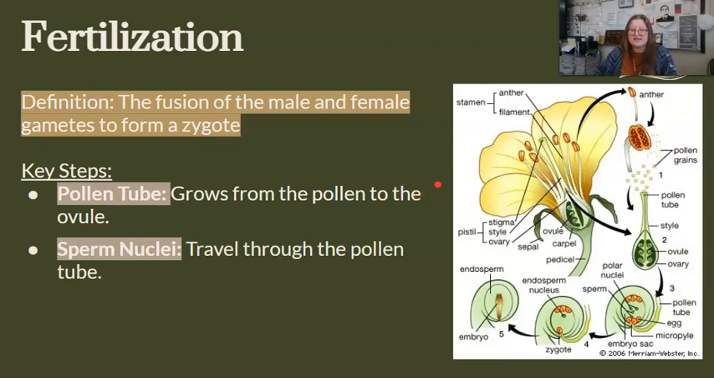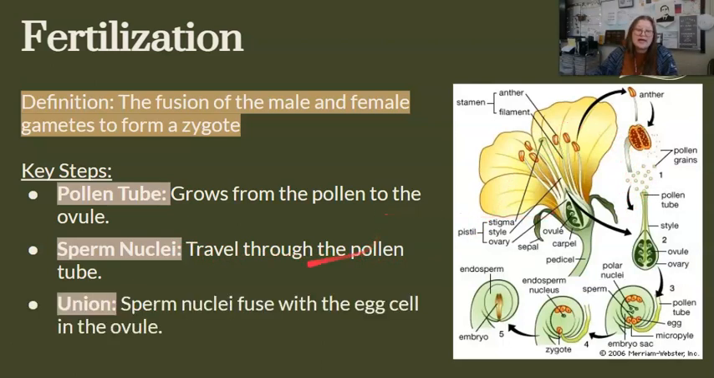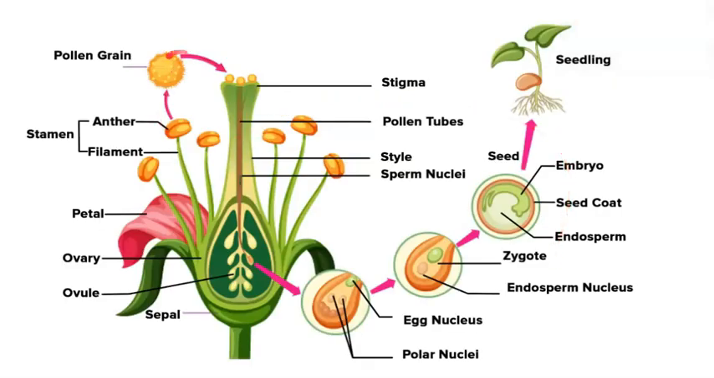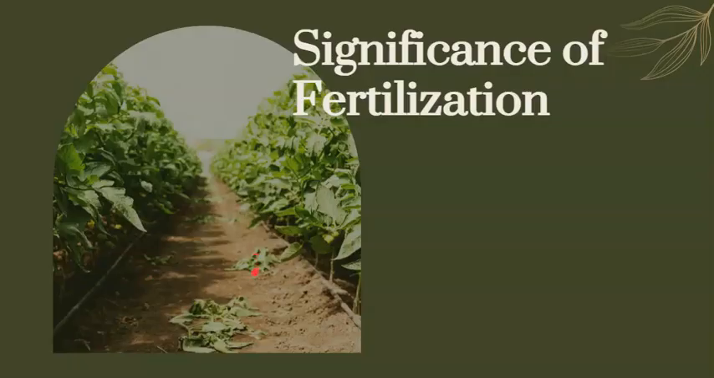And there's a graphic on the next slide that shows it as well, but here's our pollen tube going all the way down. The sperm nuclei travels through the pollen tube, so the nucleus of that pollen grain goes down that tube until it fuses with an egg cell in the ovule. So that can also look like this. So here's our pollen grain. It lands on the stigma. It releases this tube down the style until it reaches an egg or an ovule, and it fertilizes that egg or ovule by sending its nucleus down that tube.